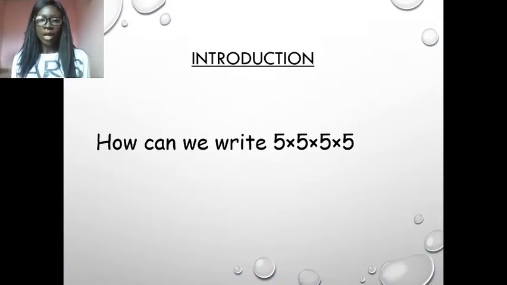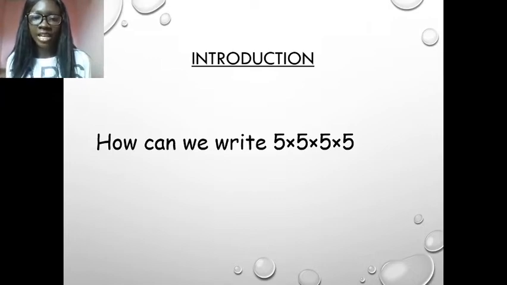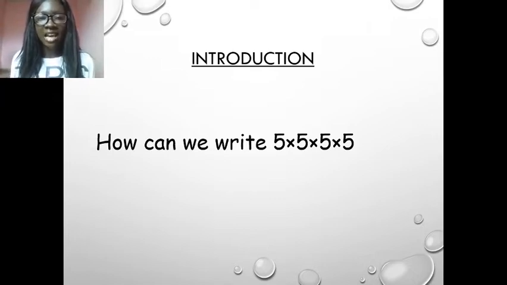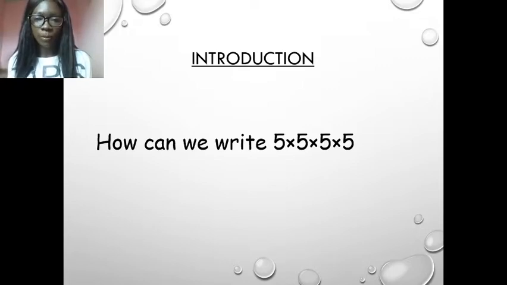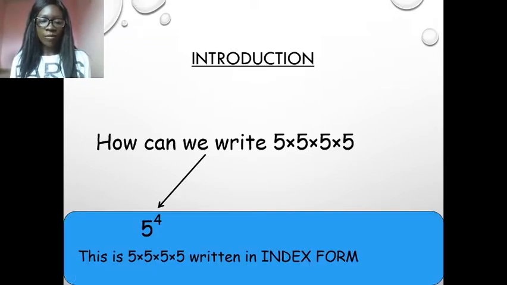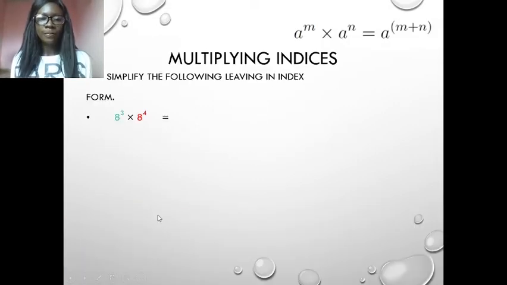Okay, so just a brief recap of what we did last time. How can you write 5 times 5 times 5 times 5 in index form? So you see the bases are all the same, and the number of 5s is 4. So we write it as 5 to the power of 4. Okay, now in multiplying indices, simplify the following, leaving your answer in index form.